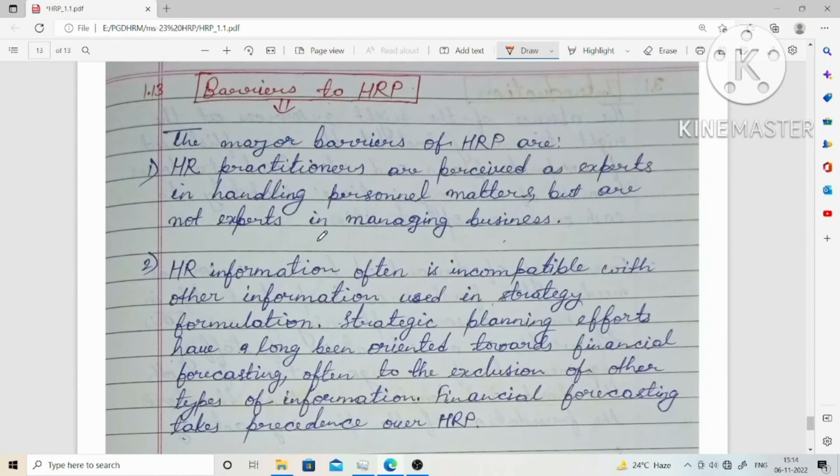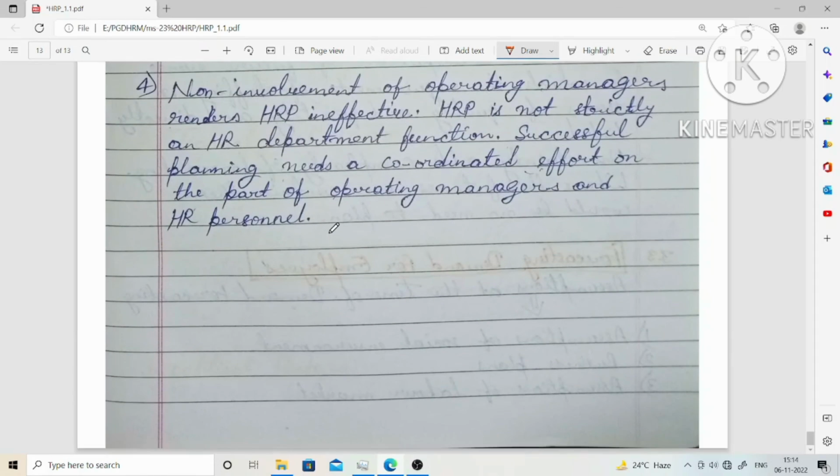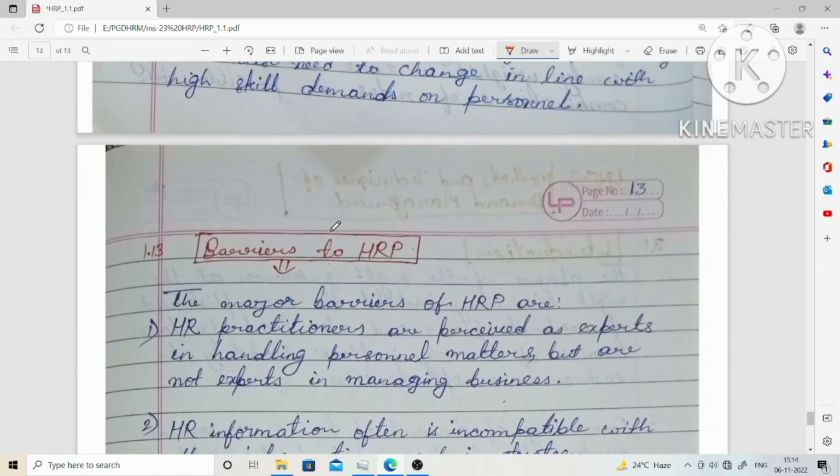Barriers to HRP. I think this is the last. Yes, this is the last point. What are the different kinds of barriers to human resource planning?